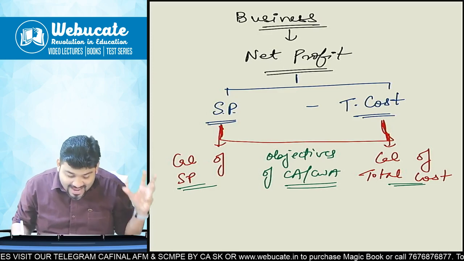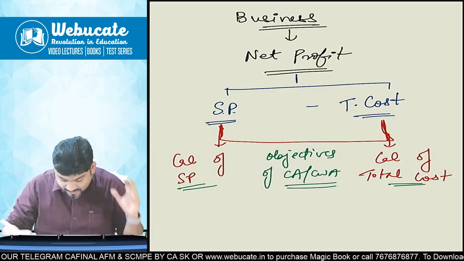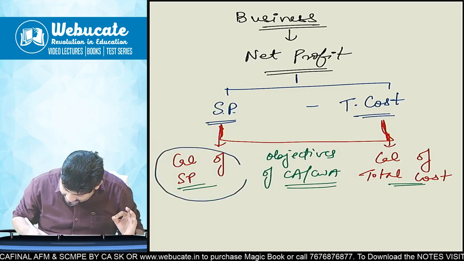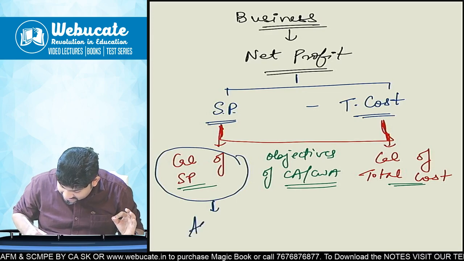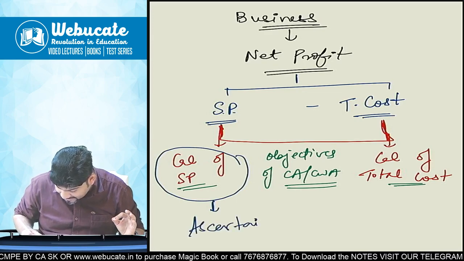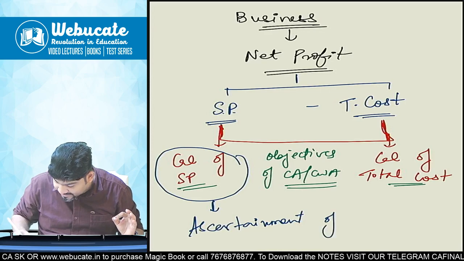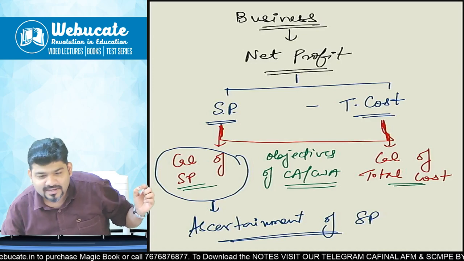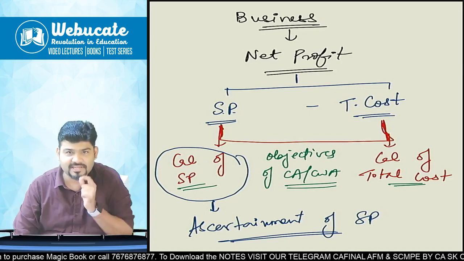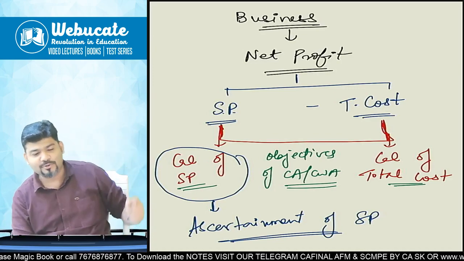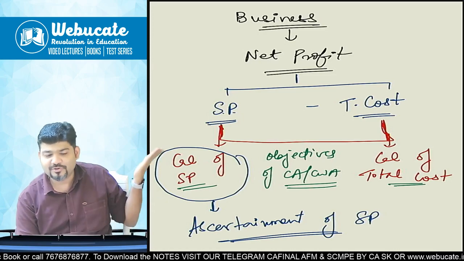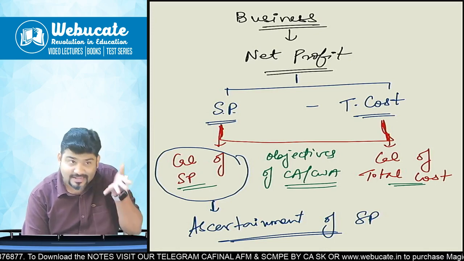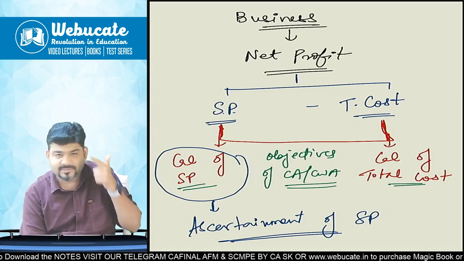I am going to pick up one of them for this chapter, and my focus in this chapter is going to be ascertainment of selling price. Now, your immediate reaction will be that, sir, if ascertainment of selling price is your motive, then we can go to intermediate level. There also we were taught ascertainment of selling price, or in fact, there is a chapter in our book itself, strategic revenue management, strategic profit management.